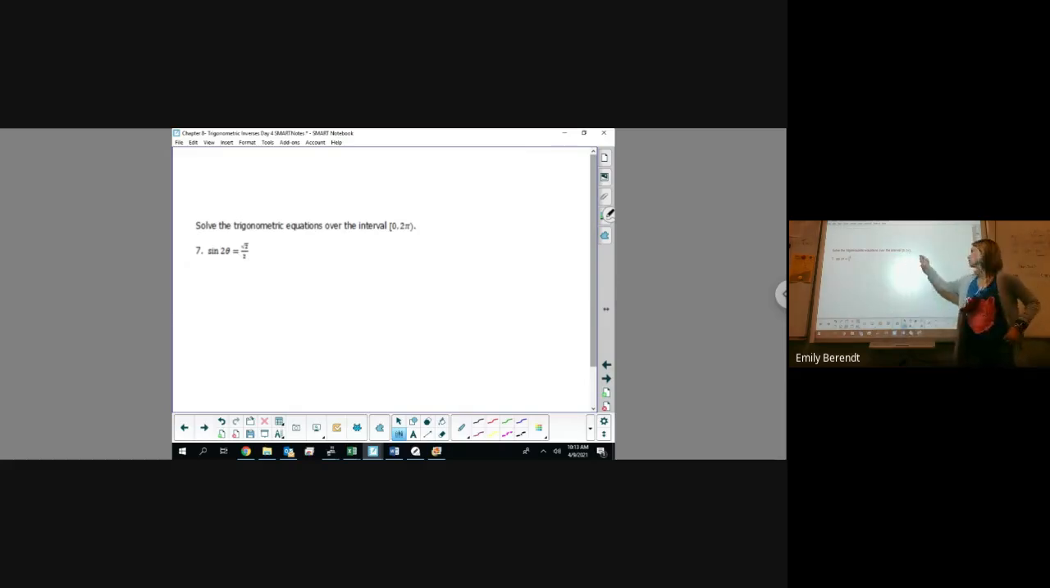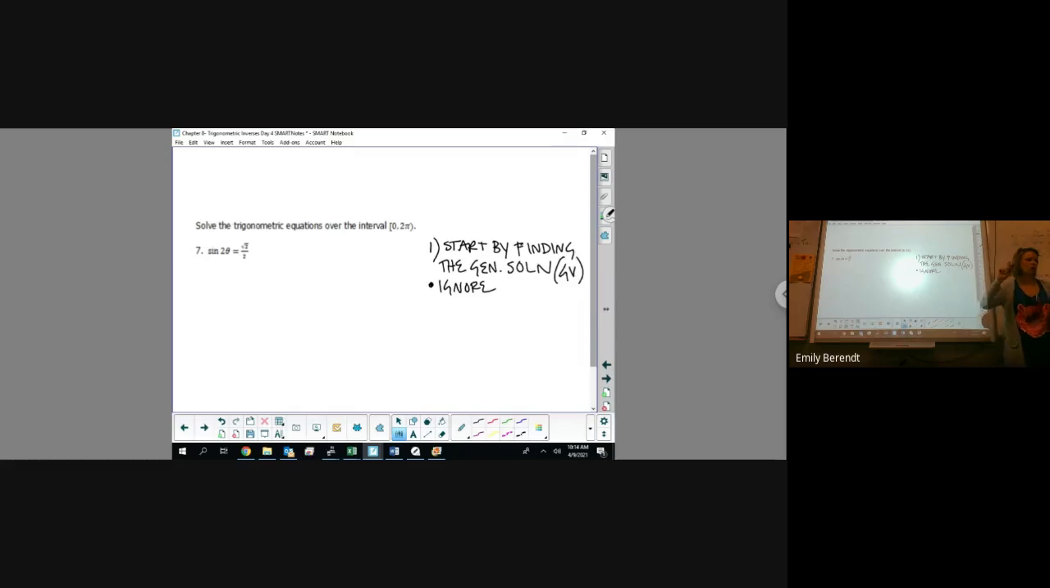So step 1 is you are going to start by finding the general solution. So your general solution is your GV. But the general is kind of evil because really to find the general, you have to already know the principal value, the PV. So step one is to start by finding the general solution and make a little bullet. Ignore the number in front of theta.